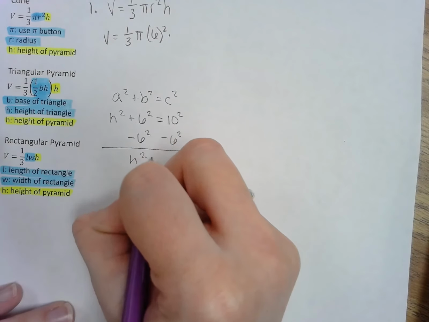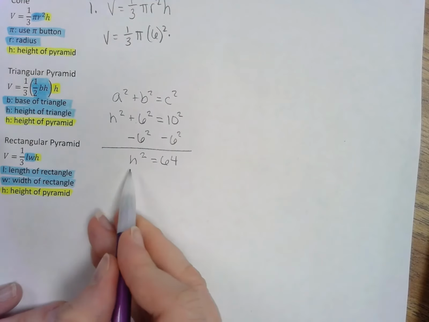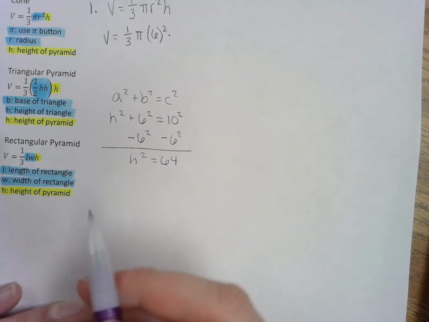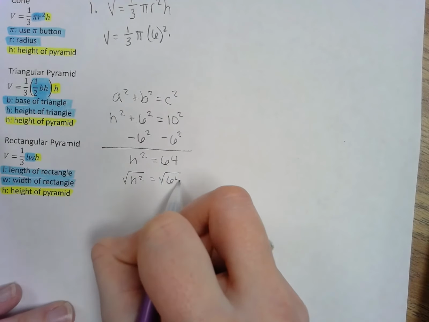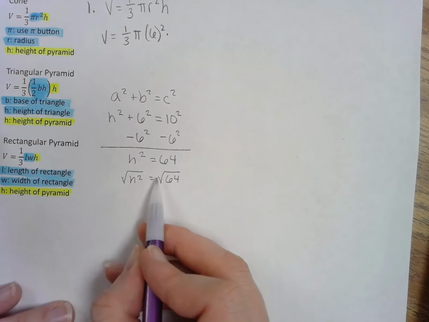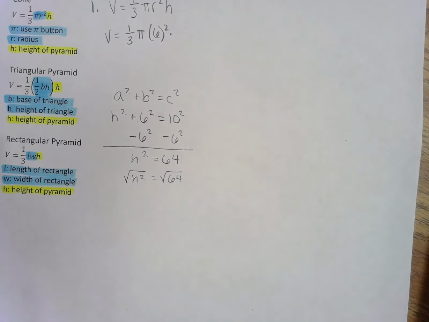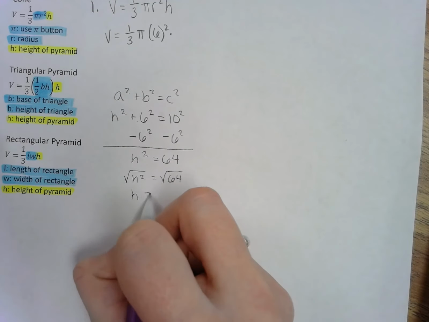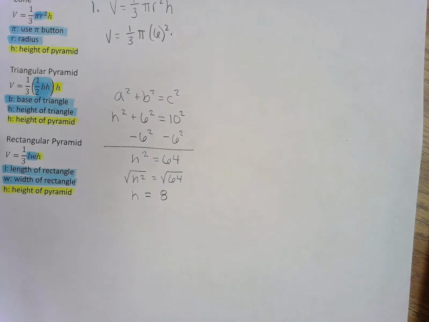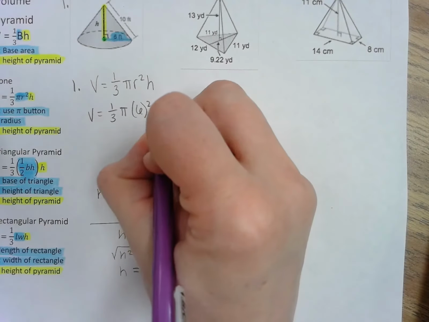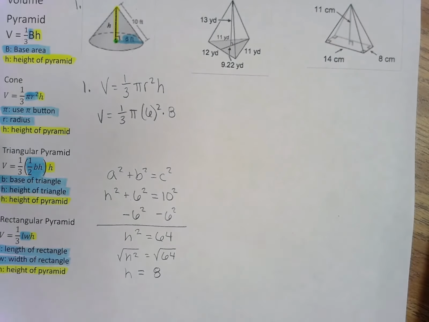So h squared equals 64, but we need to know our height, not just h squared. So we're going to take the square root of both sides. You will only need the positive square root. This is not a case where we need plus and minus square root. Since we're calculating a value that would be a height, it does not make sense to have a negative height. So just the positive square root is enough. The square root of 64 is 8. So we'll go back and use that in our formula for our height.